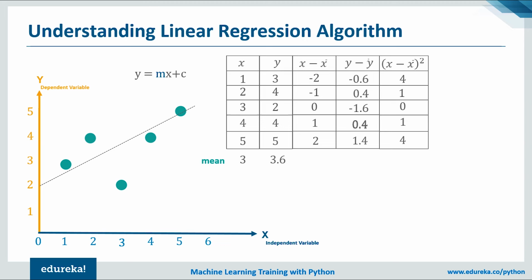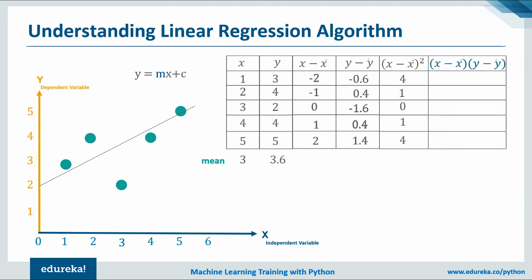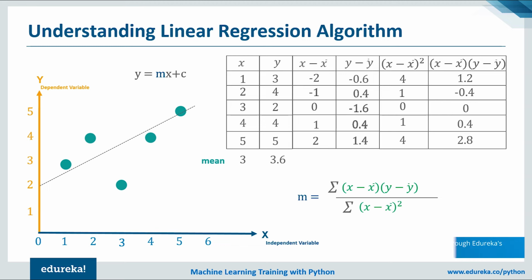Now what we need is the product of x minus x bar multiplied by y minus y bar. Alright, so let's see the product. That is minus 2 multiplied by minus 0.6, that is 1.2. Minus 1 multiplied by 0.4, that is minus 0.4. 0 multiplied by minus 1.6, that is 0. 1 multiplied by 0.4, that is 0.4. And next, 2 multiplied by 1.4, that is 2.8.